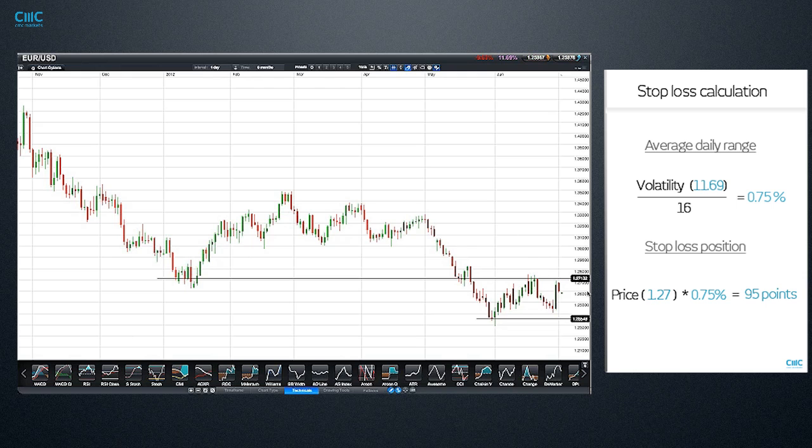Remembering how we got it, we took the annualised volatility, we divided it by 16 to get a percentage, in this case 0.75%. We then took 0.75% of the current market price to give us around 95 pips.